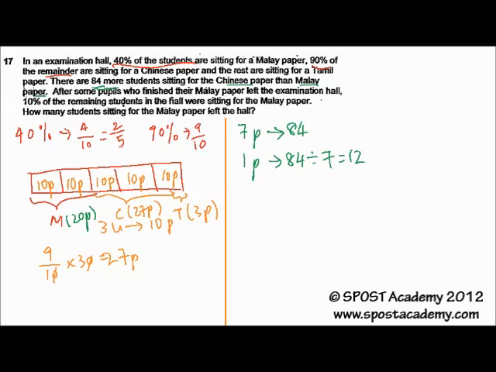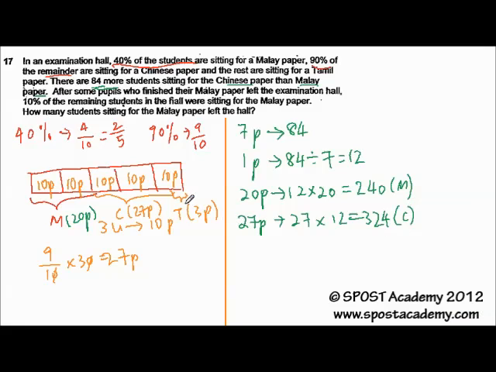So we know that for Malay there's a total of 20 parts, so 20 parts would be 12 times 20, which gives us 240. So this represents the people taking the Malay paper, while Chinese is 27 parts, so we use 27 times 12, which is 324 pupils taking Chinese, and the remaining students taking Tamil would be 3 parts, which is 3 times 12, and that gives us 36 for Tamil.